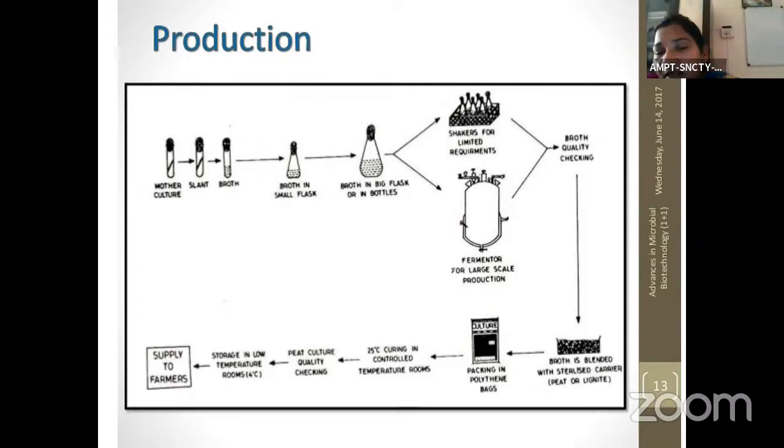Then after that, when it reaches the maximum temperature of 35 degrees centigrade, you can inoculate the media or broth with the particular organism. Then you can allow for incubation. Same method we can follow in fermenter, or how we are producing in the flask method. Then after it reaches the maximum population level at log phase, you can harvest.